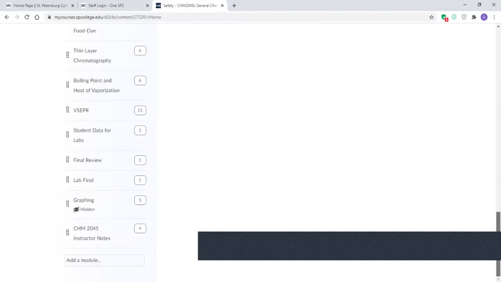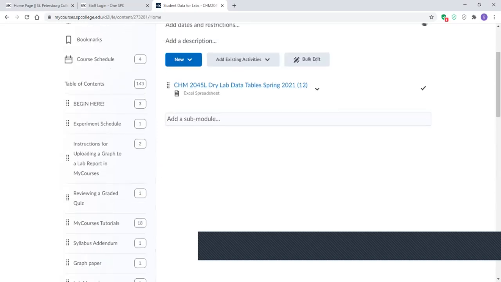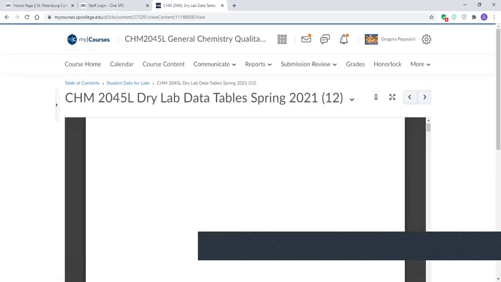So you're going to go all the way down to this section. Right after Vesper, the last experiment you're doing this semester, right after the last experiment, click on student data for labs. And if you click on that, this is where you will get all of the experimental data.